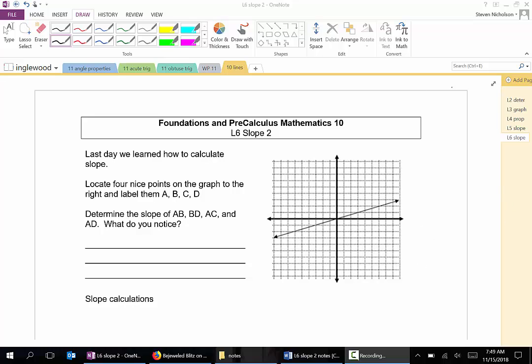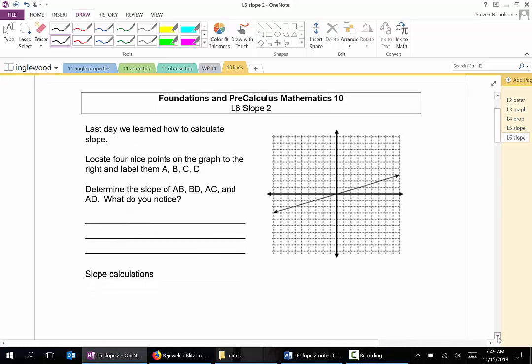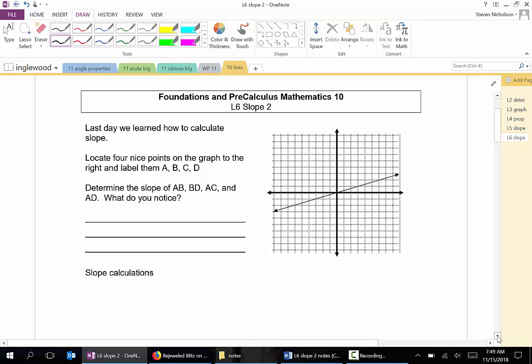Today we're going to look at slope again. Day 2. So last day we learned how to calculate slope. We find 2 points and we figure out the vertical distance and the horizontal distance, and we write those two numbers as a fraction. Math people want numbers.